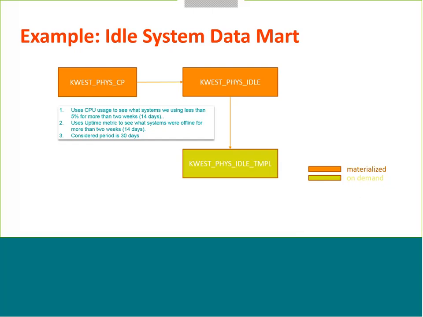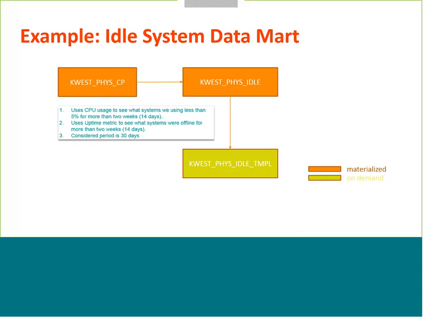we look at AIX platforms, and we're trying to identify systems where CPU usage is less than 5% for more than 2 weeks, or it's offline for more than 2 weeks. And the consideration period is 30 days. So these are the data marts that were created.